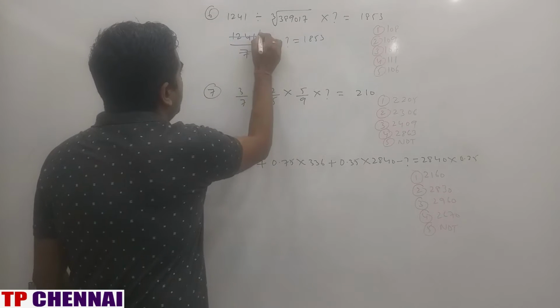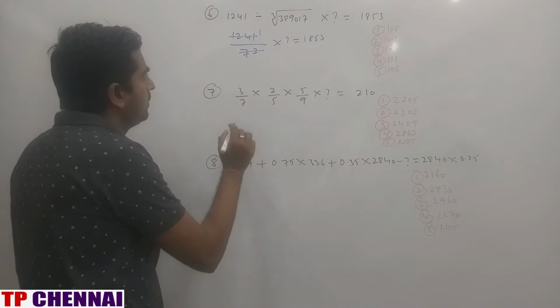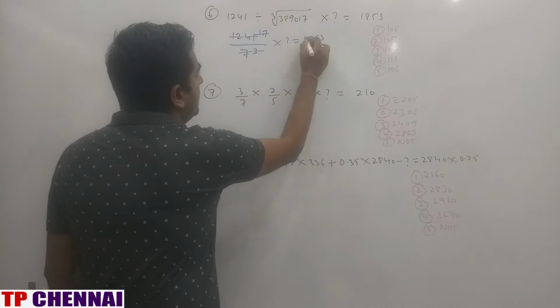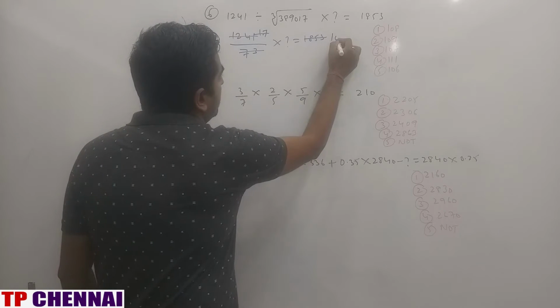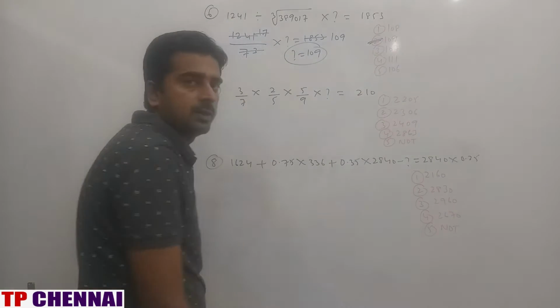So cancel this one. 1s are 73. So you have 51, 511. It will go 7 times. 17 1s are 17, 09. So question mark is equal to 109, which is the second option.